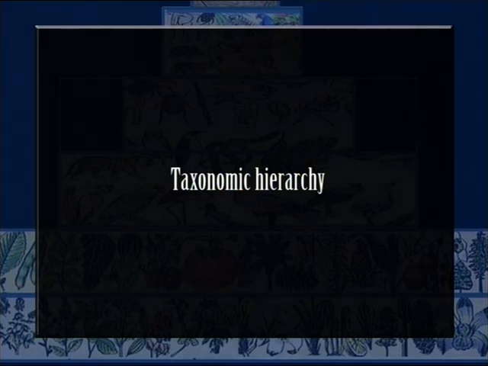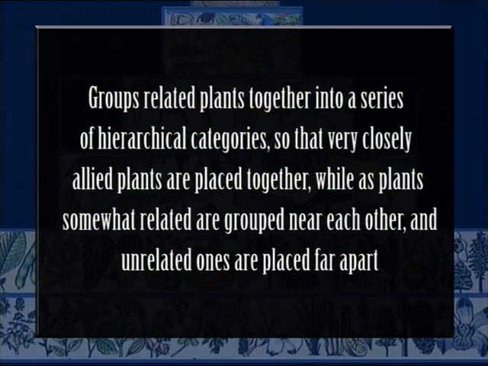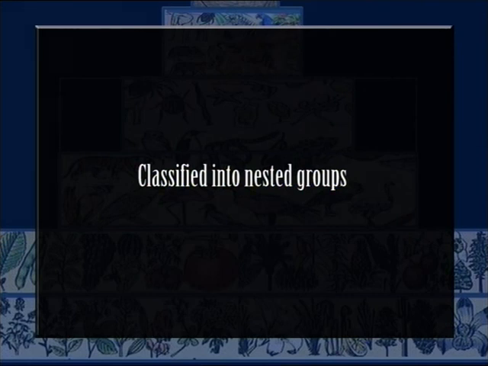The classification system that has been traditionally most useful to biologists is one that groups related plants together into a series of hierarchical categories, so that very closely allied plants are placed together, while plants somewhat related are grouped near each other and unrelated ones are placed far apart. The organisms are classified into nested groups, which are assembled into more inclusive groups, which in turn into still more inclusive groups, and so on.